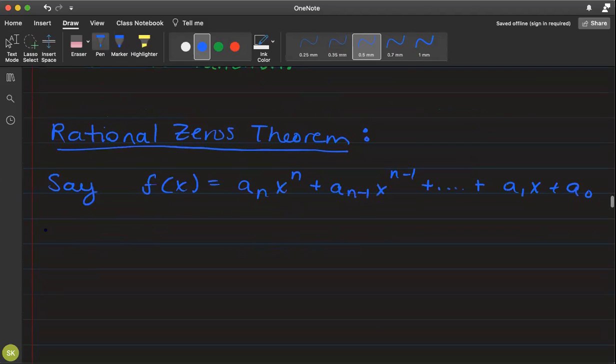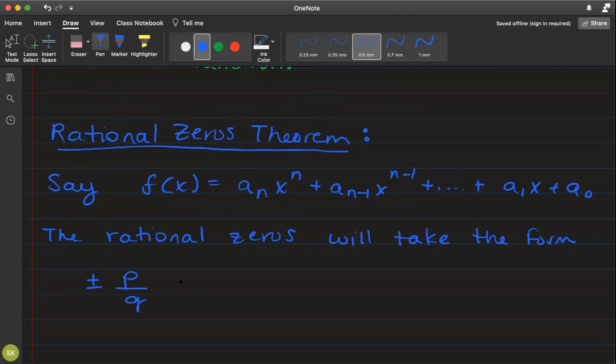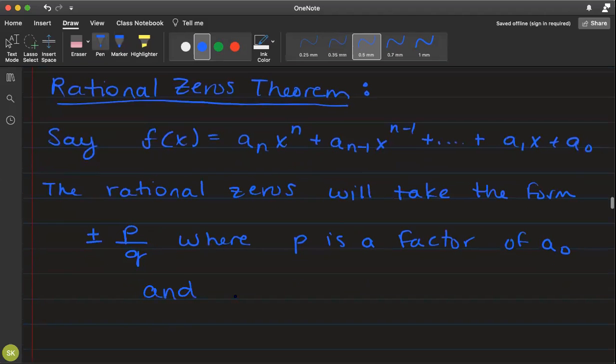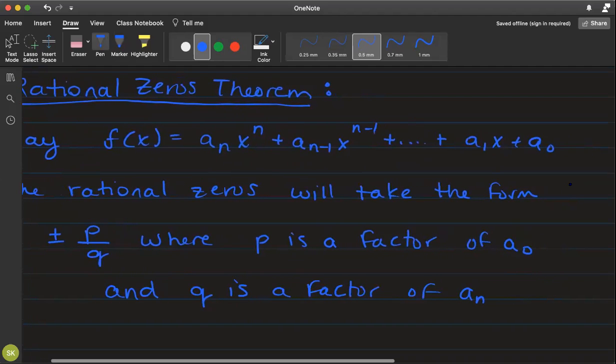The rational zeros will take the form plus or minus p over q, where p is a factor of a sub 0 and q is a factor of a sub n. So what we're going to do is when we have a polynomial function, we're going to take this number here and we're going to take this number here. And I'm going to figure out all the factors of this number.